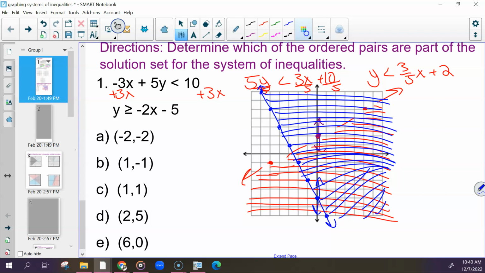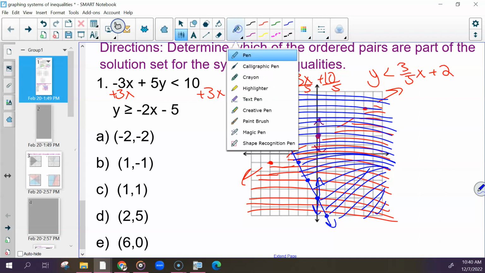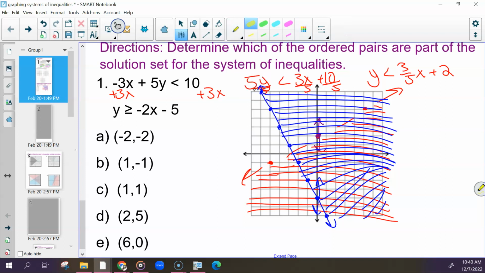So the goal of this is to see where these overlap. If you can easily see them, like maybe use two different colors or two different line directions, then you don't have to outline it. If you still want to outline it just to see where they overlap, you can use highlighters. So we're looking at where do both of them lie, and that would be this section or this area right here.